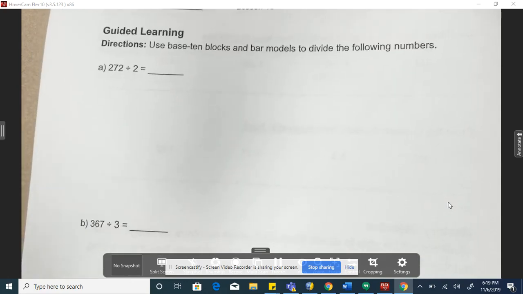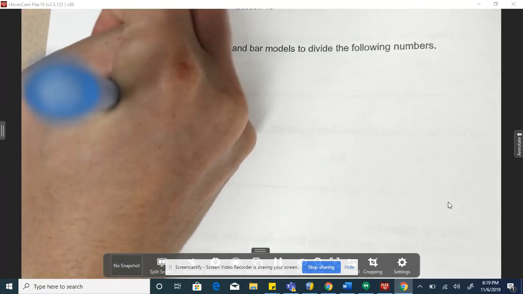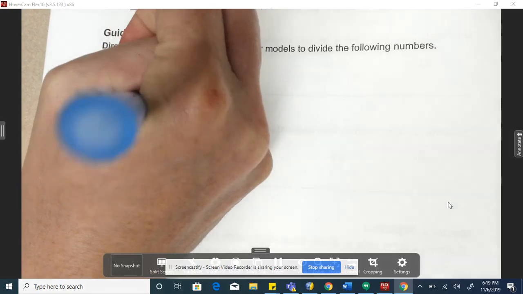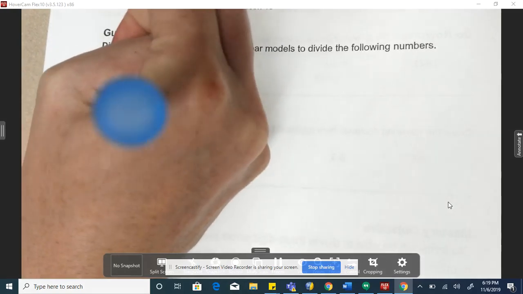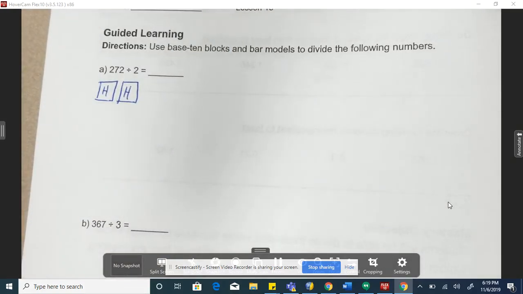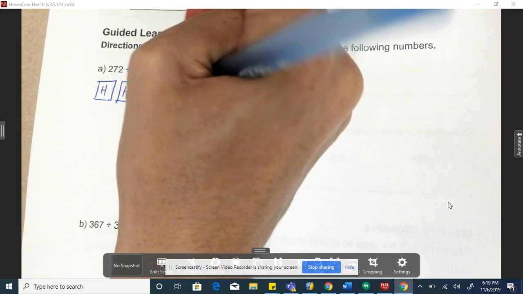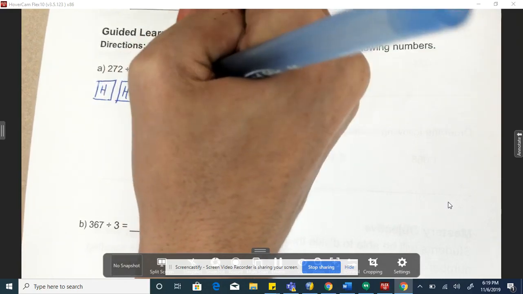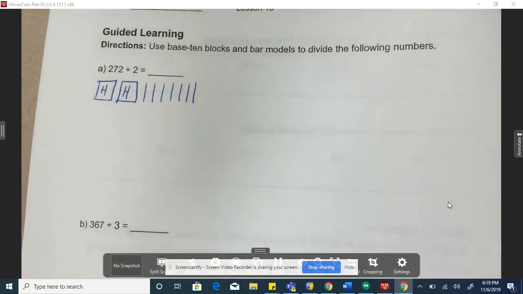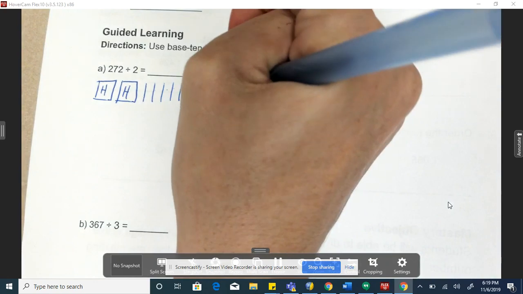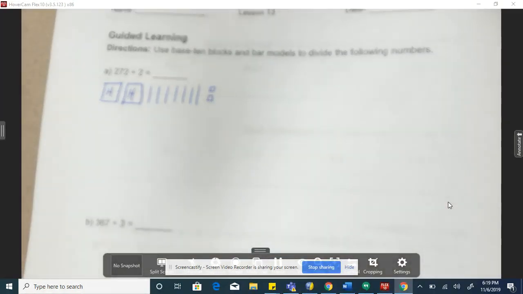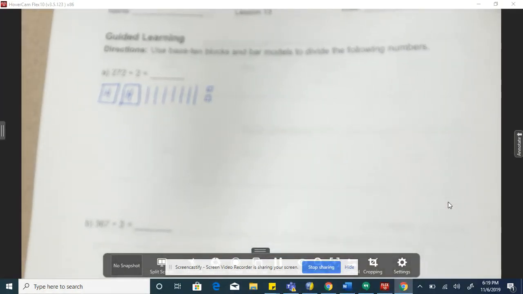I see that I have a 2 in the hundreds place, so I'm going to draw 2 hundreds, and I'm going to put H's inside of them so that we can differentiate them from the ones. I see I have a 7 in the tens place, so I'm going to draw 7 tens blocks. Now I'm going to be drawing 2 ones blocks because we have a 2 in the ones place. So my number represented here is 272.